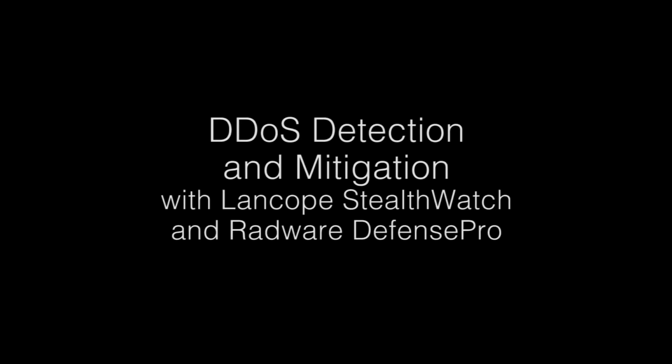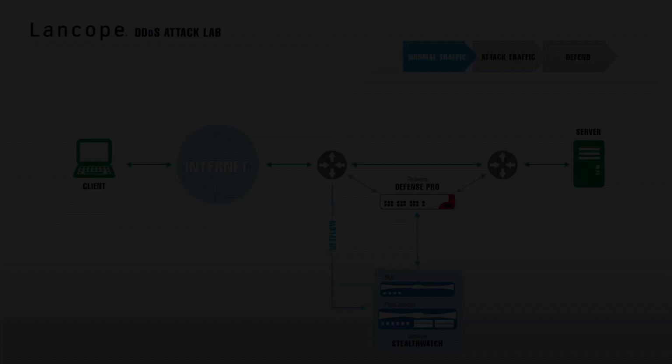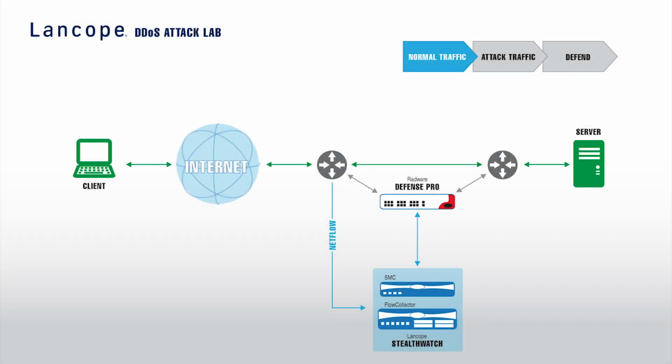This video describes DDoS detection and mitigation with Lancope StealthWatch and Radware DefensePro. In this lab setup, we have pieces of network infrastructure carrying traffic between clients and servers. Notice that the Radware DefensePro is out of band and not seeing traffic.